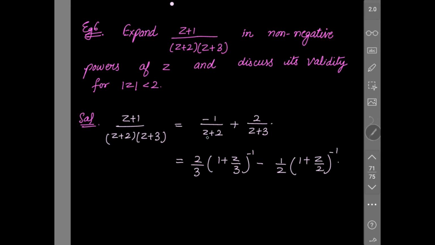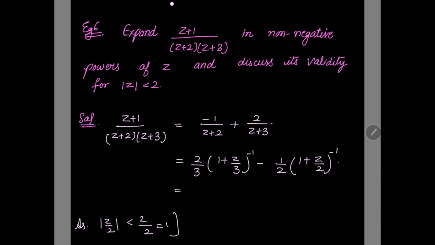Then for the first term, taking 2 outside, will be getting minus 1 by 2 into 1 plus z by 2 inverse. Now first check whether mod of z by 3 is less than 1 or not, and mod of z by 2. Let's check. As mod of z by 2, it is given mod z less than 2. Can I write this upper part, mod z, this is less than 2, and then 2 by 2 is equal to 1. Yes, mod of z by 2 comes to be less than 1.